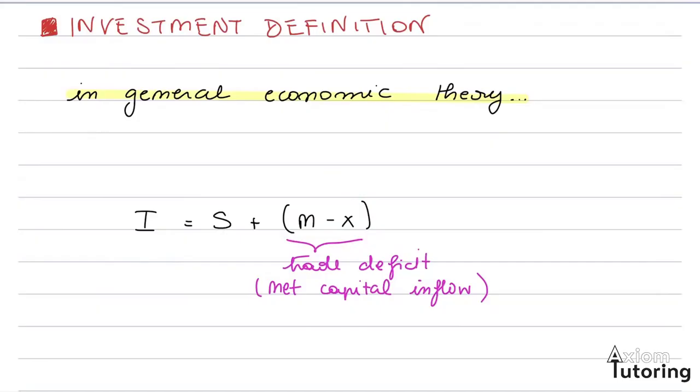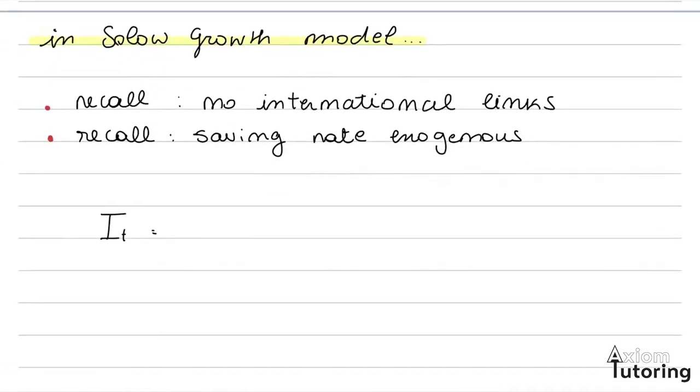Here, however, again, we are talking about an open economy and not about a closed economy, as is the case in our Solow growth model. In our Solow growth model, if we recall from our previous video, we have no international links, so no international trade, so the imports minus exports part in our equation would disappear.